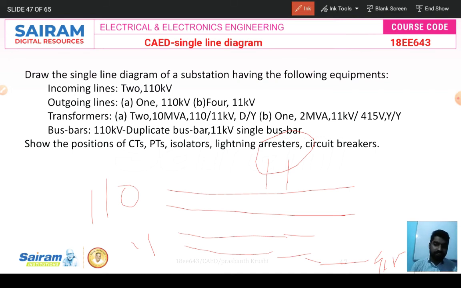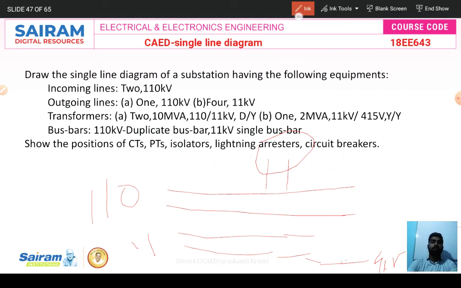We need to place earth switches, CT, PT, isolator, lightning arrester, and circuit breaker. What is the use of CT? CT is used to measure high current, PT is used to measure high voltage, and the isolator is for isolating a particular power system component or line. The lightning arrester arrests lightning in rainy seasons and also in normal seasons. The circuit breaker contact will open when a fault occurs, an abnormal condition, or a short circuit. That is the circuit breaker.